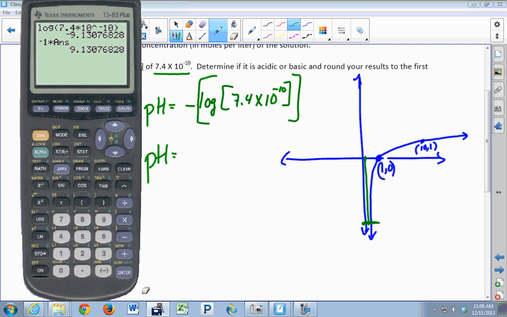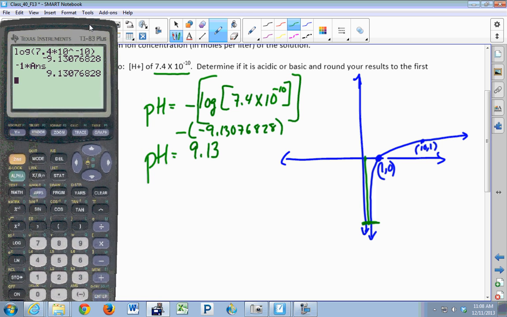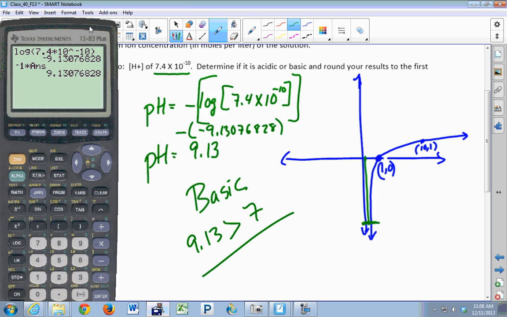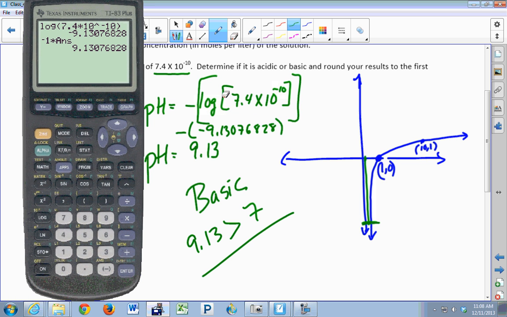And there's your pH value, 9.13. Because you got negative 9.13076828, and when you take the opposite of that, you get a positive value. So that's pretty basic. Your shampoo is very basic. How do you know it's basic? Because 9.13 is greater than 7, 7 being your neutral point. So again, it's just plugging in the information you're given into your formula, and you get the pH out.